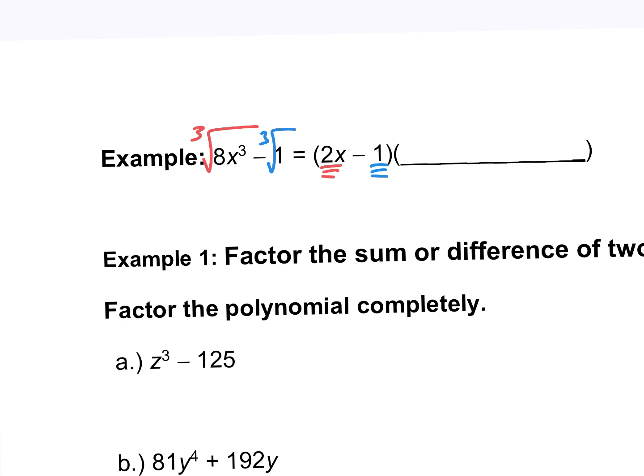I ask myself, 2x times what would get me back to 8x cubed? And that's 4x squared. And then I need to multiply 1 by 1 to get back to 1. To get the middle term, I just multiply 2x times 1. That's 2x. And then I do same, opposite, always positive.